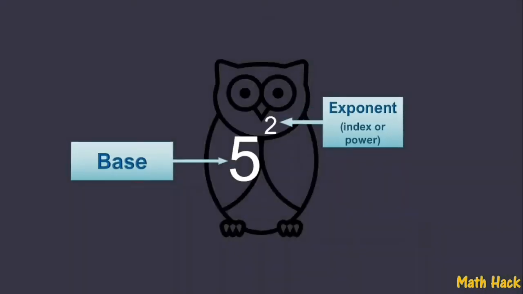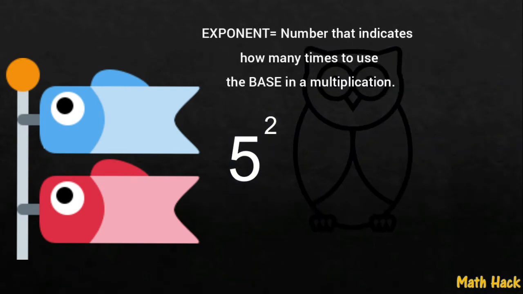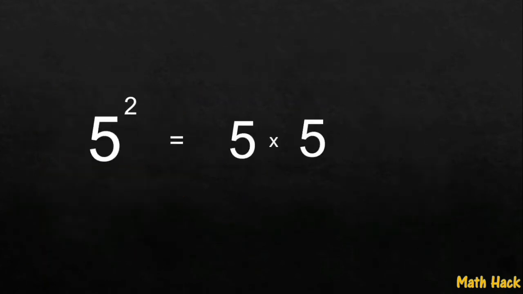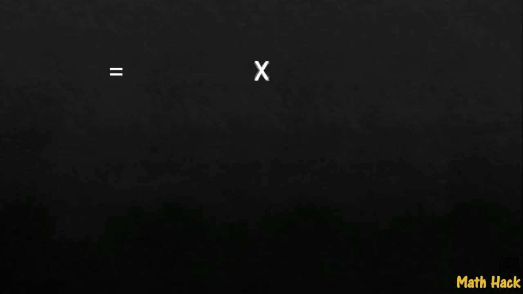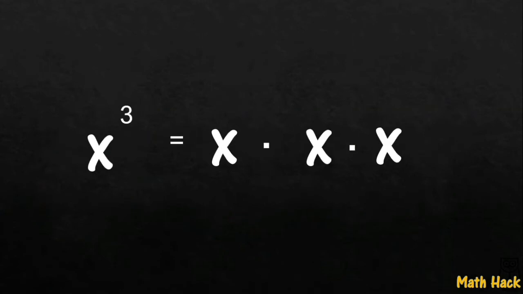Meron tayong tinatawag na base, ito yung nasa baba, at yung nasa taas naman ay tinatawag na exponent, index, or power. Ang 5 squared o 5 raised to power of 2 ay equal lamang sa 5 times 5. Kung variable naman ang gagamitin, kagaya ng x cube or x raised to the power of 3, ito ay equal sa x times x times x.